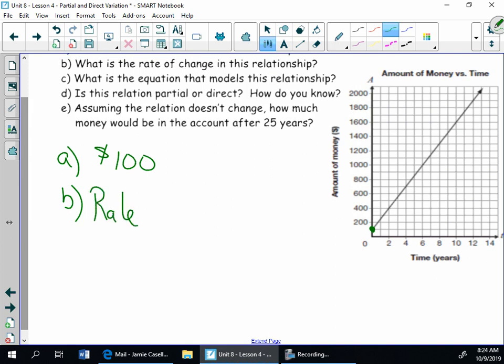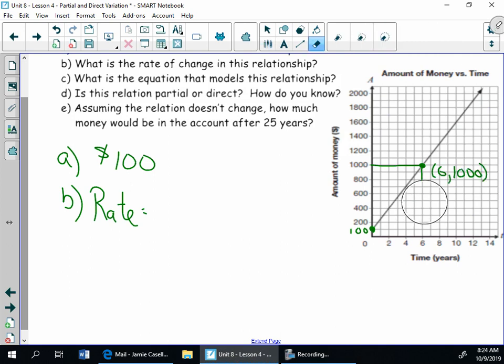B, what's the rate? Okay, how do we do rates from a graph? We draw ourselves a nice triangle with nice numbers. So we definitely have the nice number at 100 right here. We've got to find some other point that I definitely know the coordinates of. So for instance, this one's at (6, 1,000). I know both numbers, 6 and 1,000.